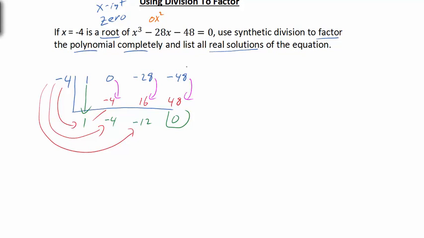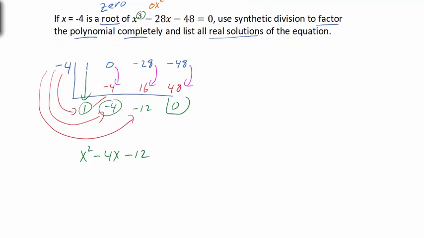Now, once we divide, we're going to decrease our exponent, which we had as x cubed here. So that means now we're going to have x squared. So we have 1x squared, -4x, and then -12. So that's what we have now once we divide. Now we want to continue to factor this. Because this is a nice trinomial, we can easily factor this expression.